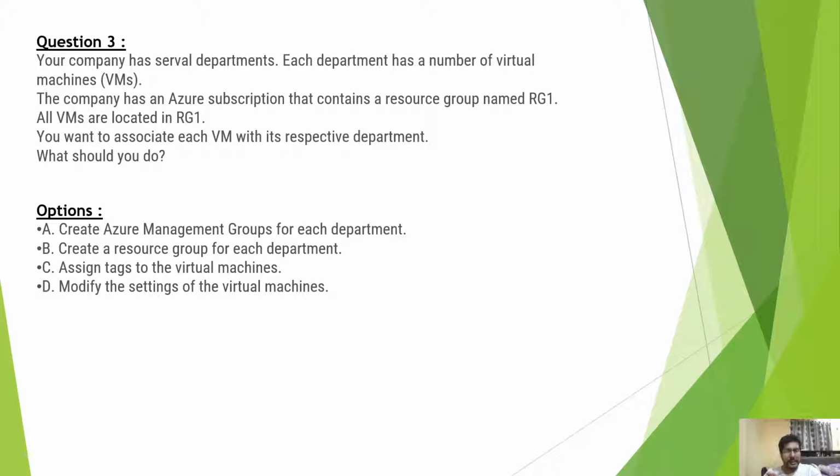A is create Azure management groups for each department. This also makes sense normally. But in that case, if you have different management groups, you need to have different subscriptions. So management group 1 for department 1, management group 2 for department 2. Within management group 1, you will have one subscription, and within management group 2 another subscription. Within each subscription, you will have one resource group, and then you will again have to move the VMs. So the similar concept is there.